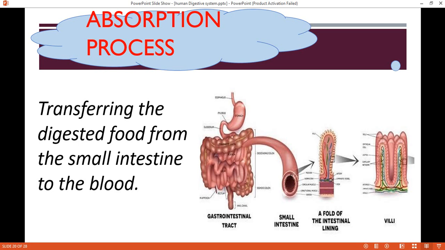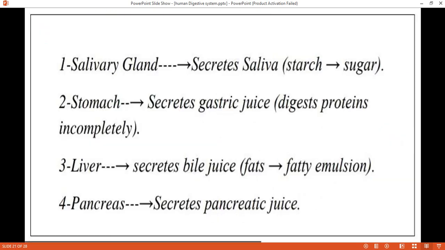Why does this process happen in the small intestine? Because it has small nipples called villi that can absorb it, and the blood can carry the nutrients from it. So when I ask you, absorption process happens in the ileum.